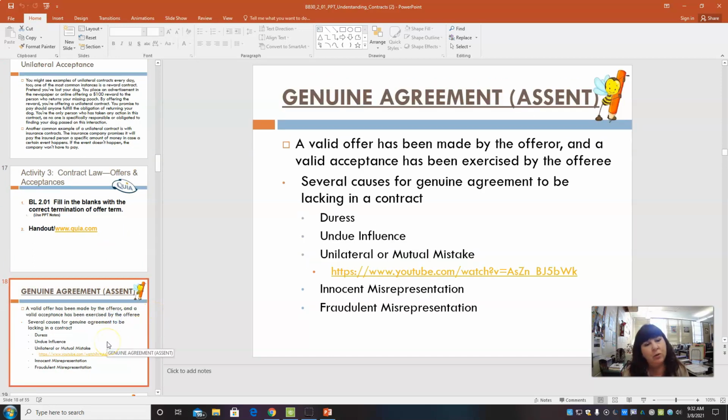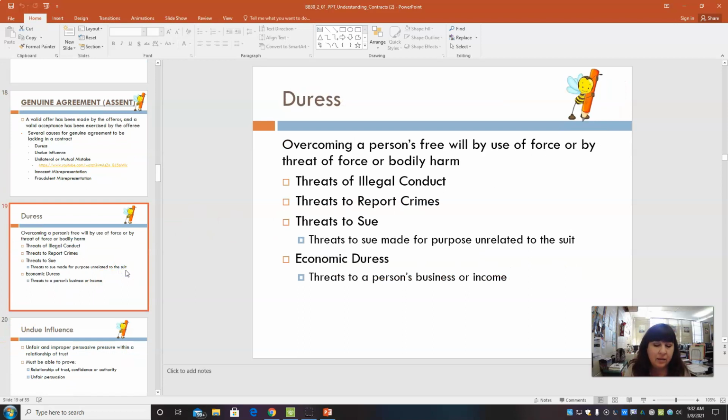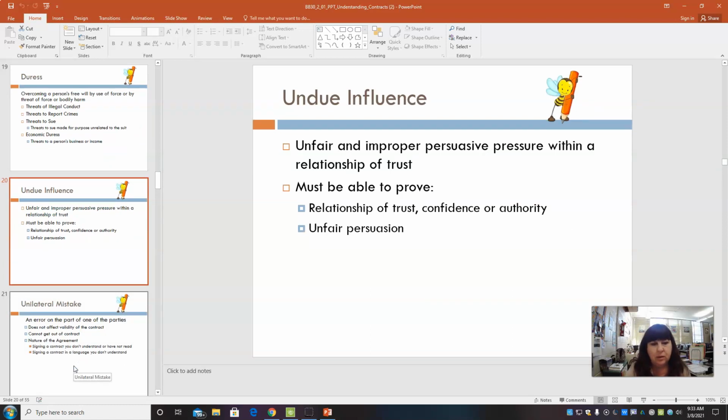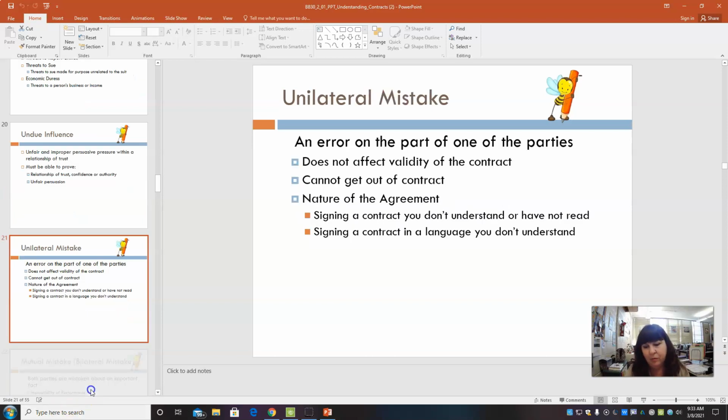Then you get down to genuine agreement. You can see here causes that a genuine agreement would not be fulfilled in a contract, and it lists those causes there. And now it's going to go into each one of those causes and tell you what they are. So duress, that's feeling like you're threatened, not necessarily harmed per se, but feeling that threat of force or bodily harm. Undue influence, some kind of unfair pressure that's put on you to do something. And people can be very persuasive.